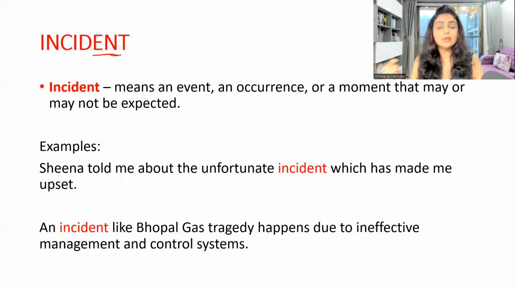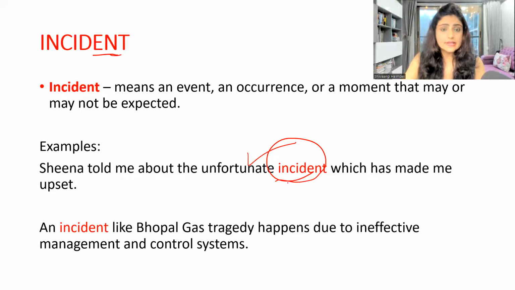Look at the example: Sheena told me about the unfortunate incident which has made me upset. So there was an incident which was very unfavorable, very unfortunate, a very sad event. I heard about it, and that made me upset. So that's the correct usage of incident in this sentence.